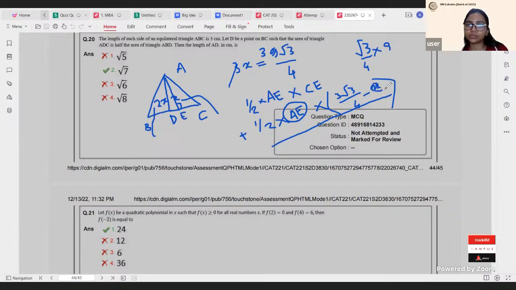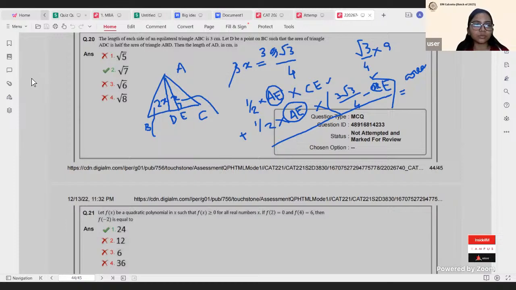So this will be CE in this case, right? Because CE is BC minus BE. We can put it here. This is equal to the area, right? The area value we know. AE's value we got from the half into base into height formula. We can get the value of CE. If we get the value of CE, we can pretty much get the value of all of these: AE value we already have, CE value we already have, AC we have already.